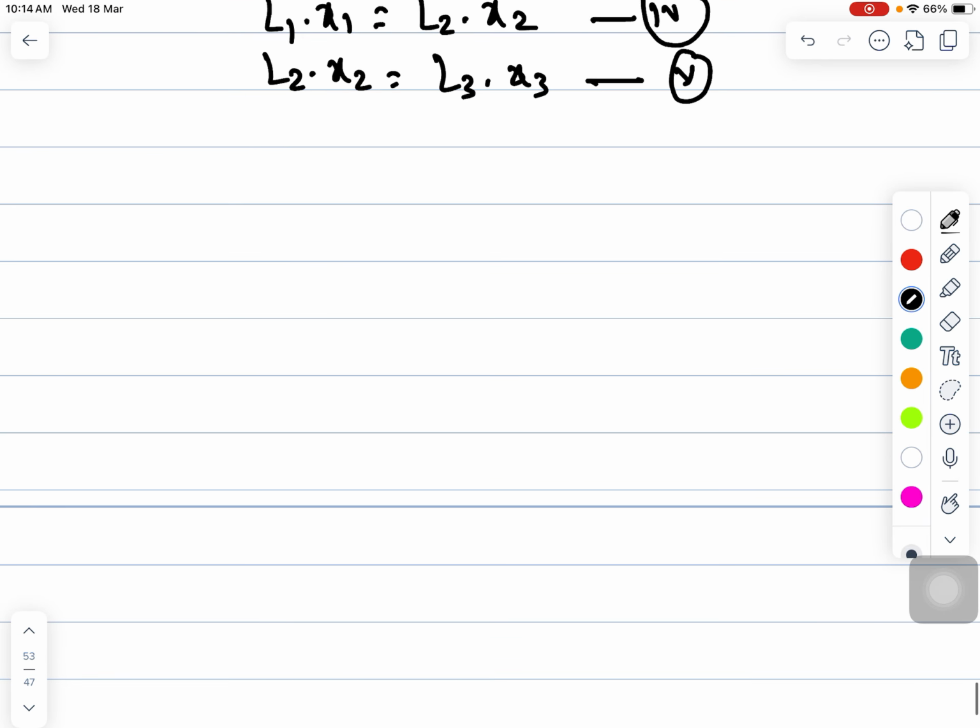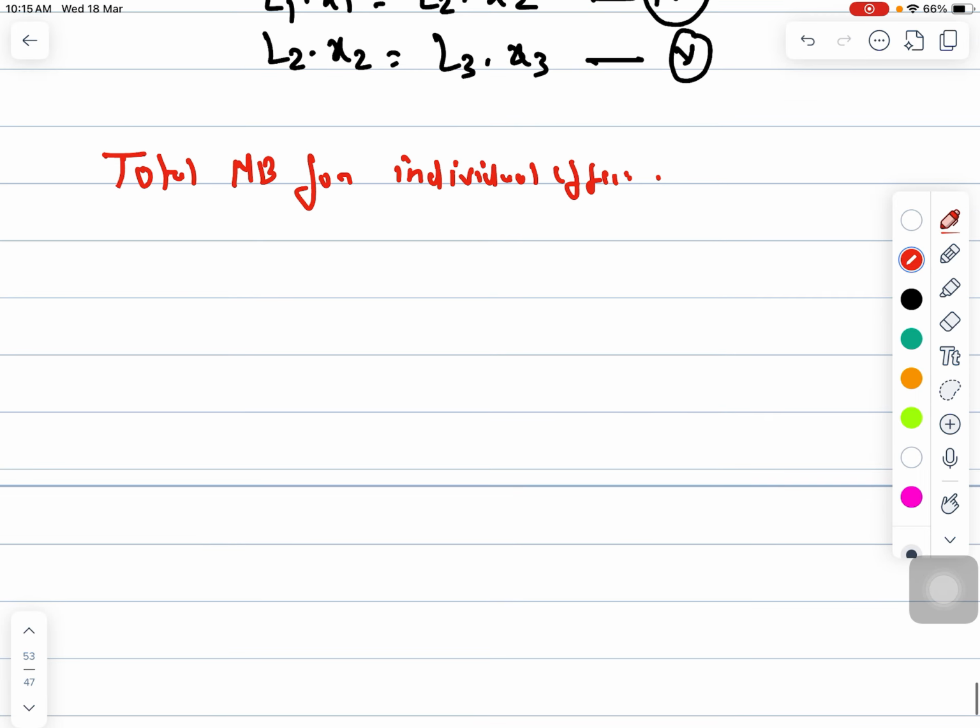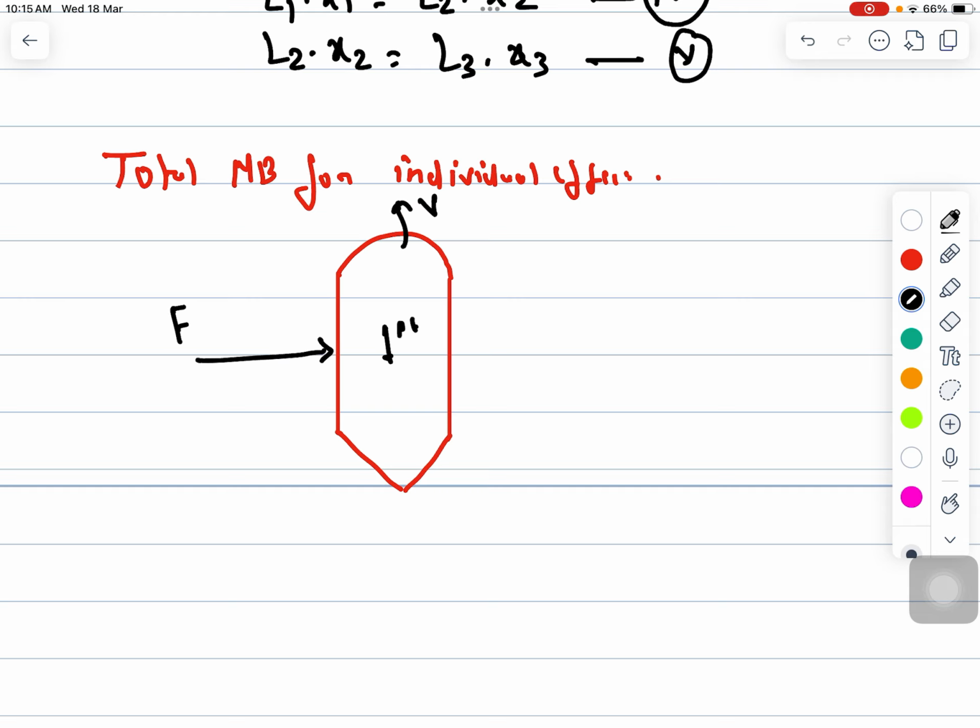Now if I want to perform the material balance for the individual effect, right? So in an individual effect, let's say this is my first effect. Here feed was going in, vapor was coming out, and then liquid is coming out. So I can say F equals V1 plus L1, right? Let's say this is equation 6.